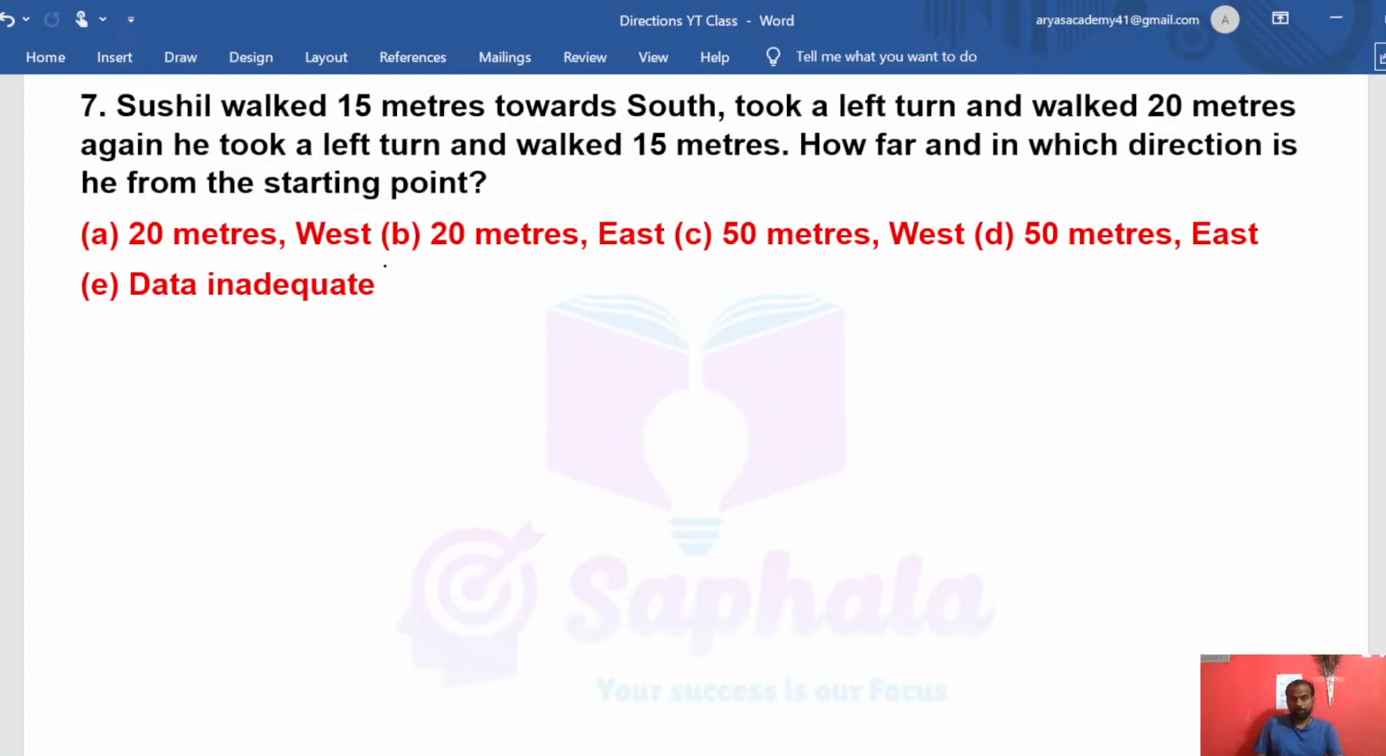So Sushil walked 15 meters. It is very clearly mentioned towards south. So let us assume that he is starting here. This is the starting point, and he is moving towards south. Walked for how much? 15. So this is actually 15 meters. As he is moving towards south, if he takes a left turn, he has to move towards east.